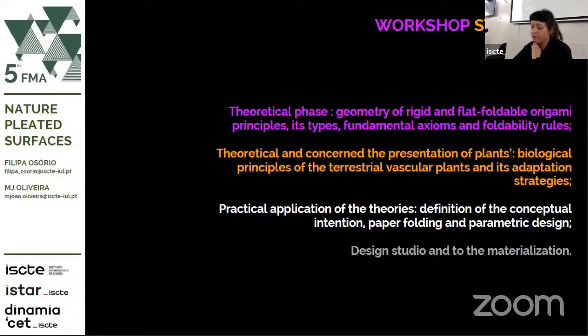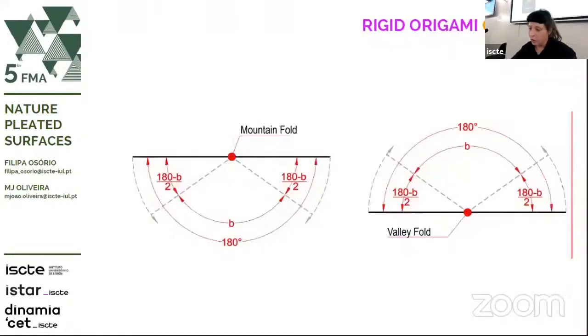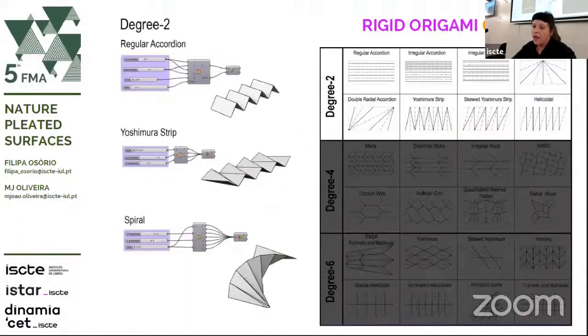And then they have the materialization, which was also mostly virtual. So some basic things about origami: one of them is this logic of mountain and valley fold, because origami is based on this 180 degree movement. And then we have the three degrees that are essentially the basis of origami, the degrees 2, 4, and 6, which means, very quickly, two edges that converge to one vertex.